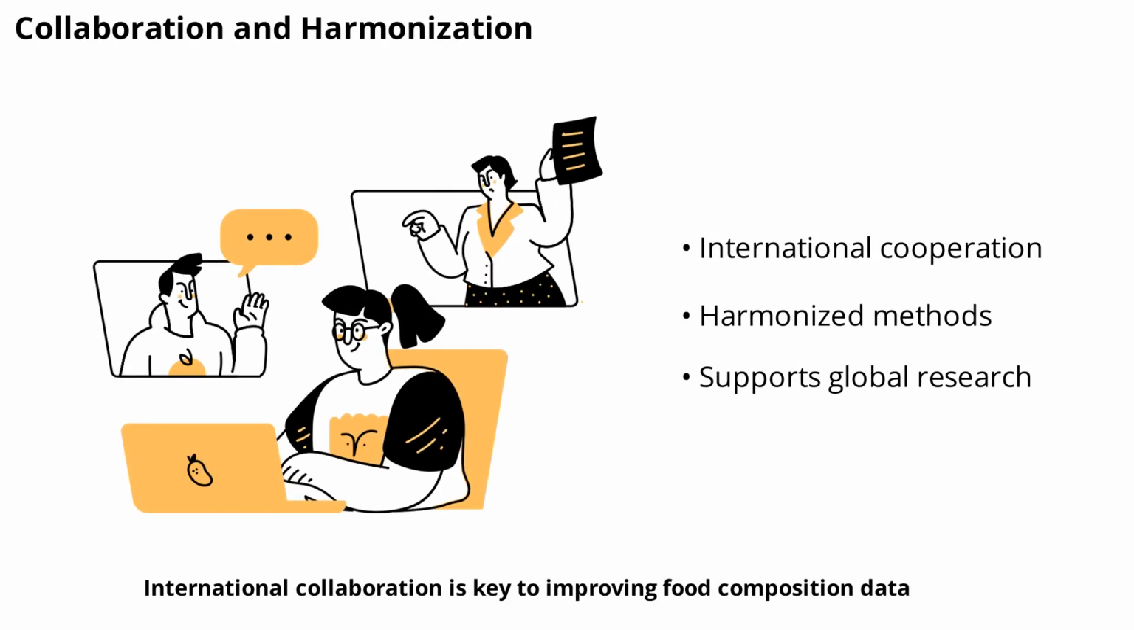International collaboration is key to improving food composition data. Networks like Eurofer and INFOODS bring together experts to harmonize methods, share data, and develop quality standards. These efforts ensure that food composition data is reliable, comparable, and useful for global nutrition research and policy development.